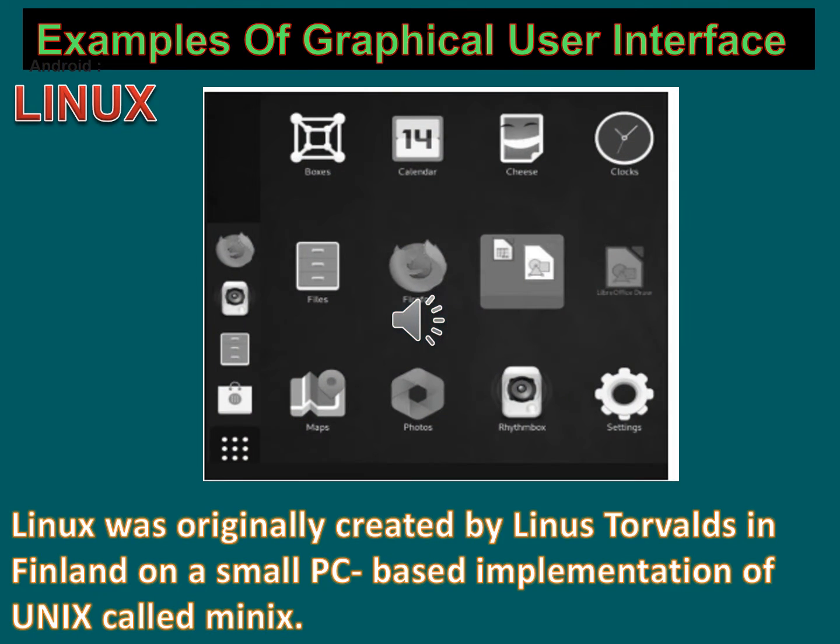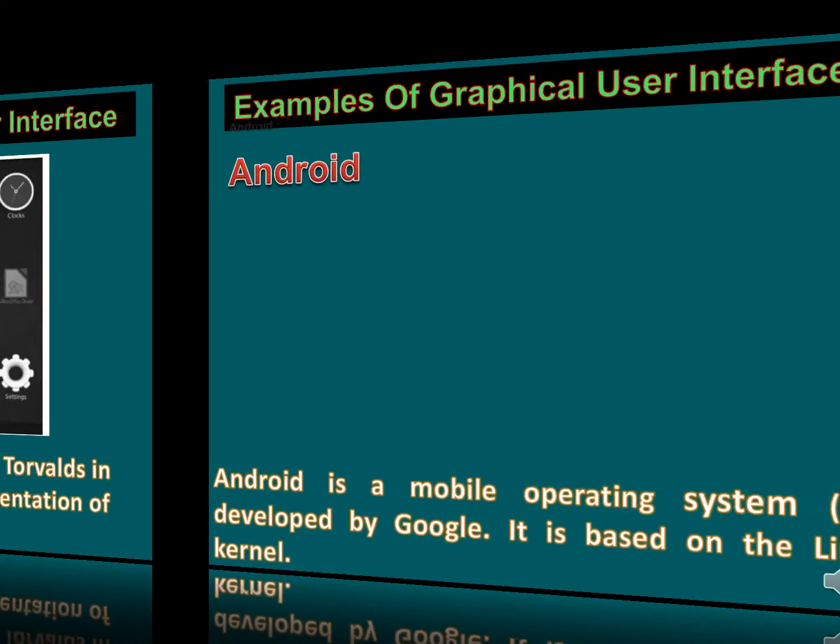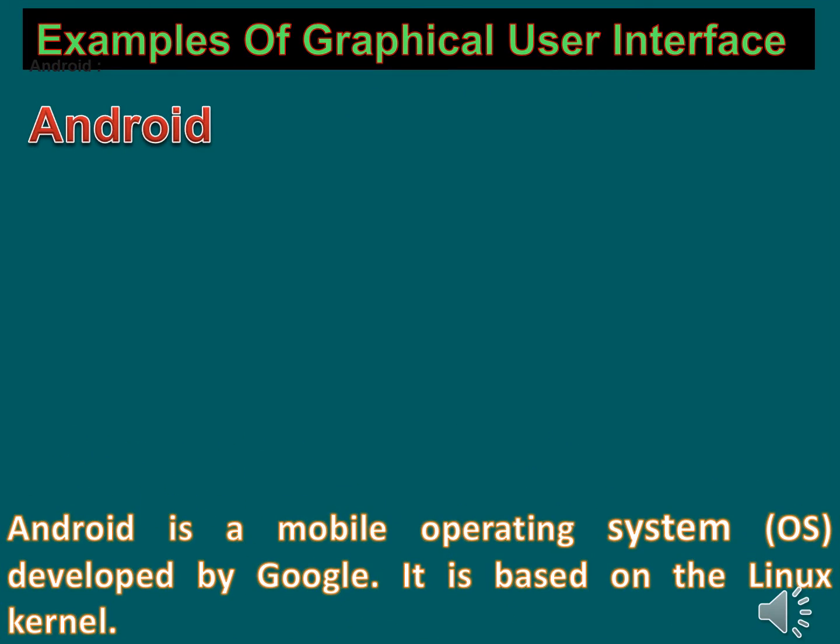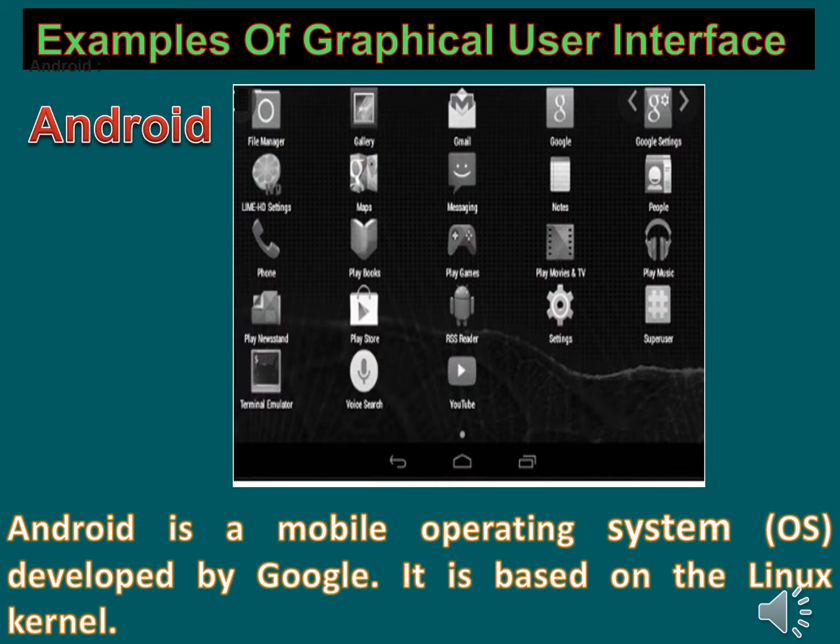Linux. Linux was originally created by Linus Torvalds in Finland on a small PC-based implementation of Unix called Minix. Android. Android is a mobile operating system developed by Google. It is based on the Linux kernel.